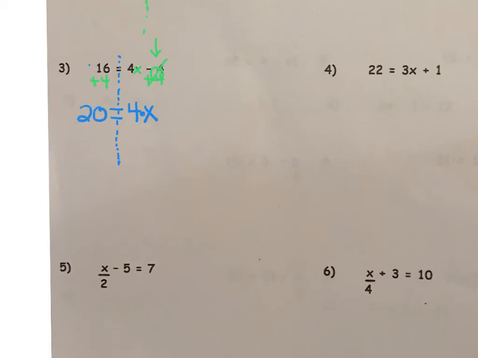Now we have to get rid of the times 4. That coefficient of 4 can be eliminated by dividing the right and the left by 4. The x variable remains by itself on the right. 20 divided by 4 gives us a value of 5.